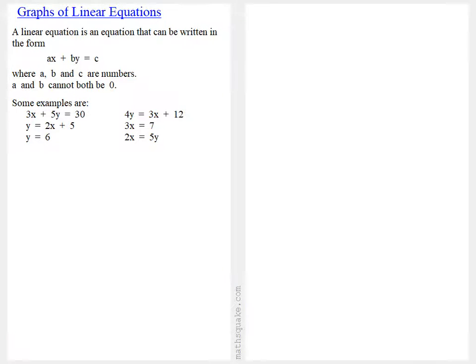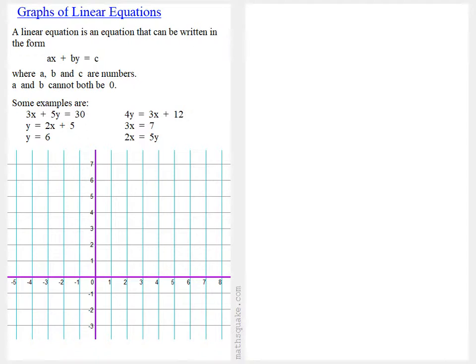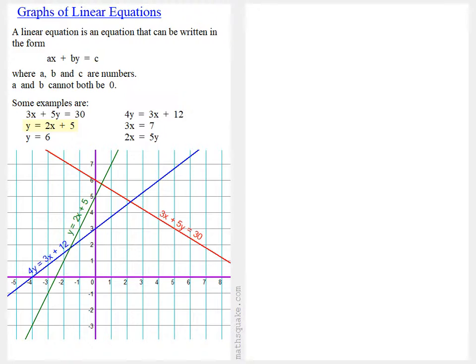Here are some examples. Now they may not initially be exactly in the form ax plus by equals c, but they could be rearranged. 3x plus 5y equals 30 is a line that crosses the y-axis at 6 and slopes downwards. 4y equals 3x plus 12 is a line that crosses the y-axis at 3, sloping upwards. Y equals 2x plus 5 is a steep slope that crosses the y-axis at 5.